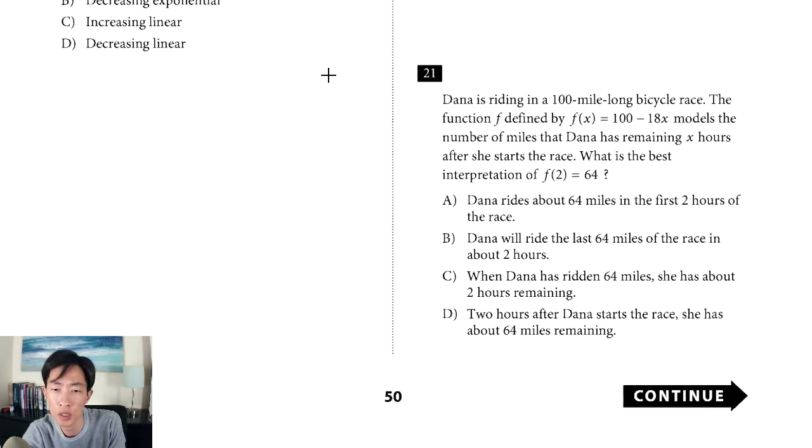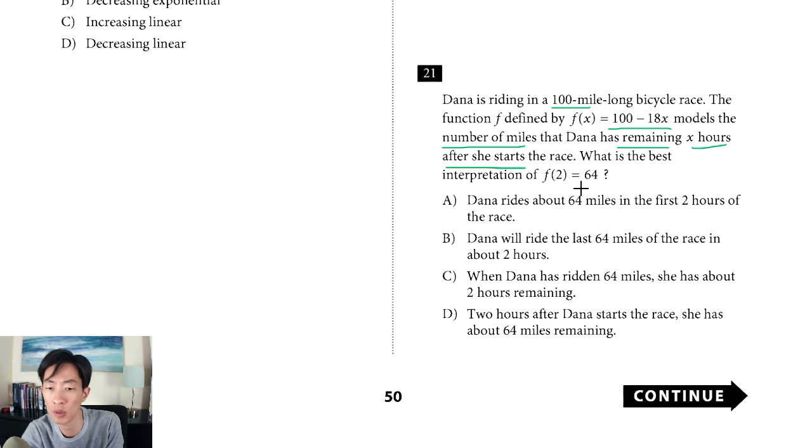All right, 21, Dana on a bicycle. Dana is riding a 100-mile long bicycle race. The function f is defined by f of x equals 100 minus 18x. It models the number of miles that Dana has remaining x hours after she starts. What is the best interpretation of f of 2 equals 64?